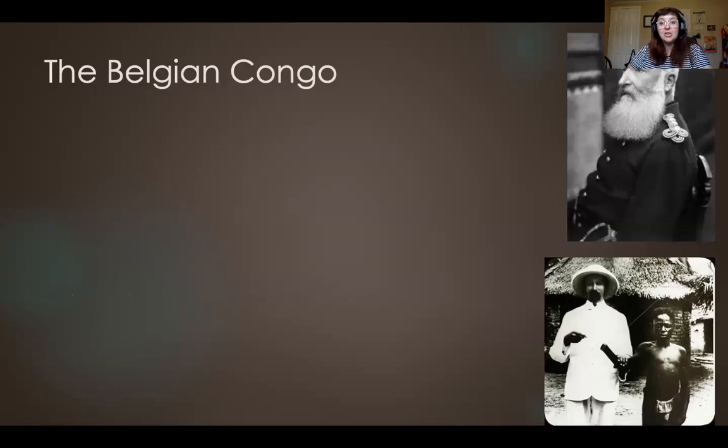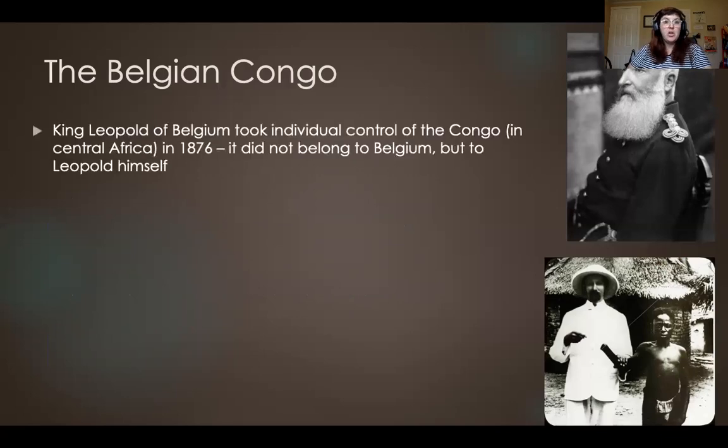One of the particular atrocities of the Scramble for Africa was what's called the Belgian Congo. So, King Leopold of Belgium took individual personal control of the Congo, which is an area in Central Africa, in 1876, right before the Berlin Conference. And it didn't belong to Belgium, the country. It literally personally belonged to Leopold himself. So, this king owned this huge swath of territory in Central Africa.